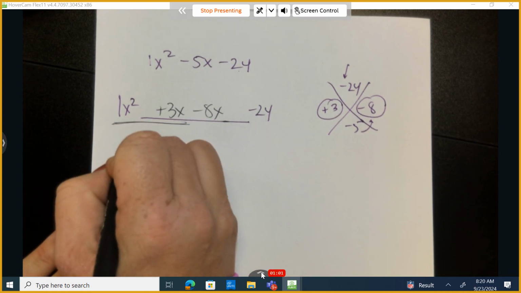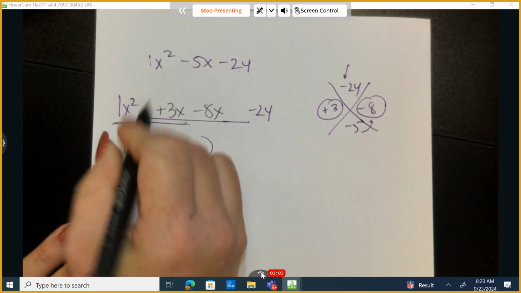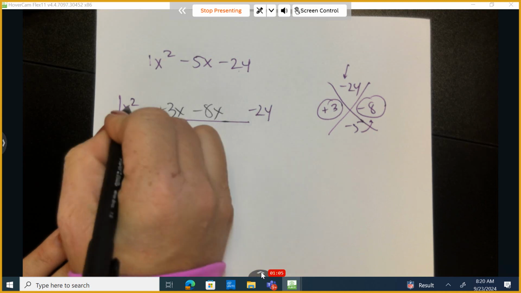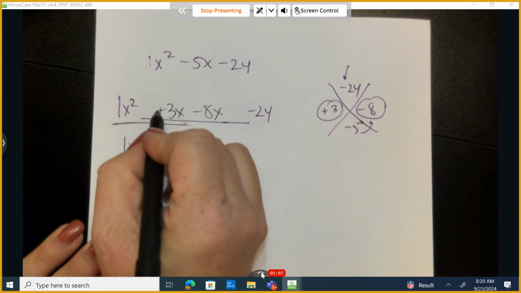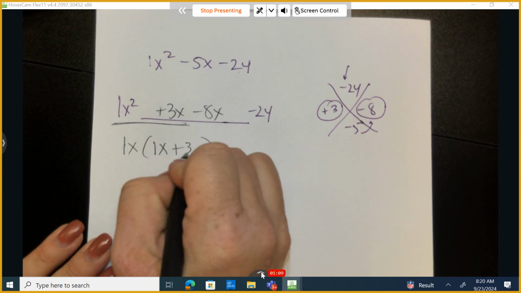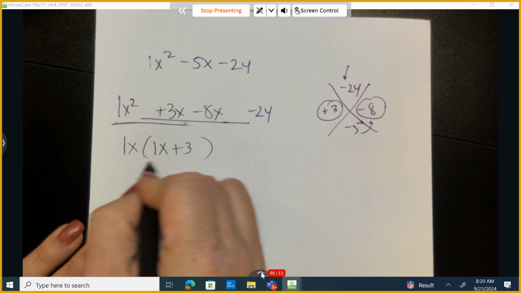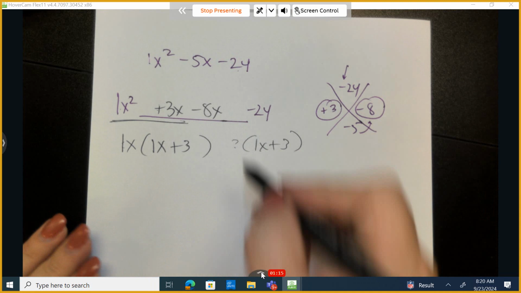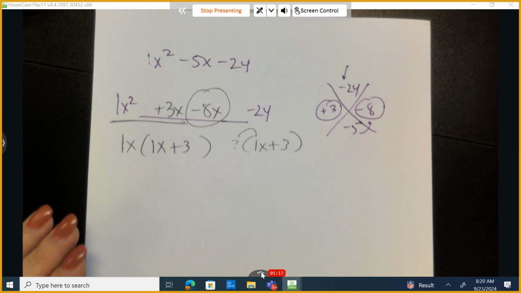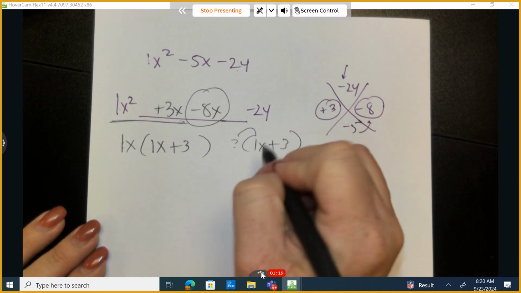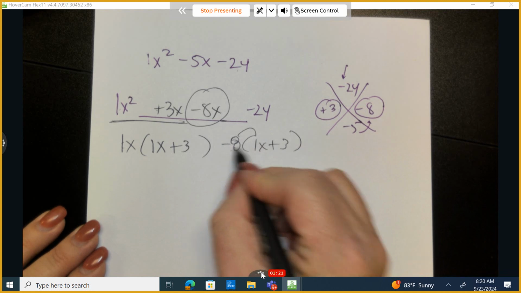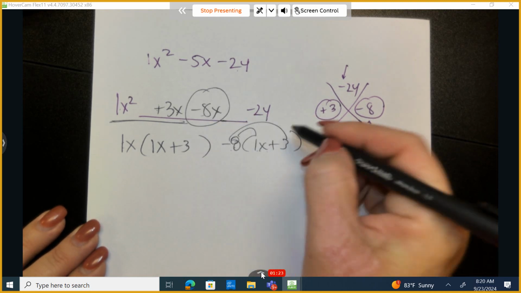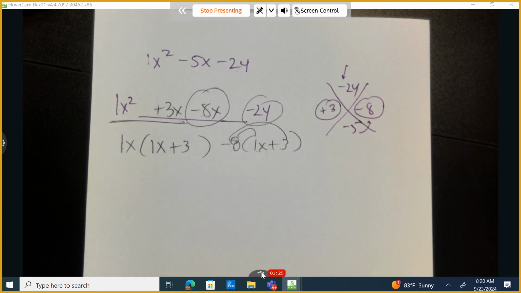Out of these two, I can factor out a 1x. 1 divided by 1 is 1. I need 2 x's. I attach one more. Positive 3 divided by 1 is positive 3. I need 1x. I already have it. Whatever's in parentheses, I'm going to copy and paste in back and ask myself, is there a value I can take times 1x? And I end up with negative 8x. The answer is negative 8. Negative 8 times 1x is negative 8x. Negative 8 times positive 3 is negative 24.